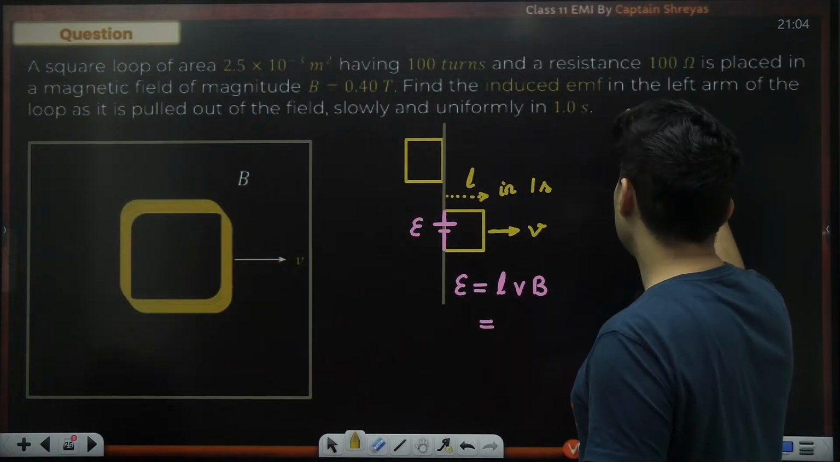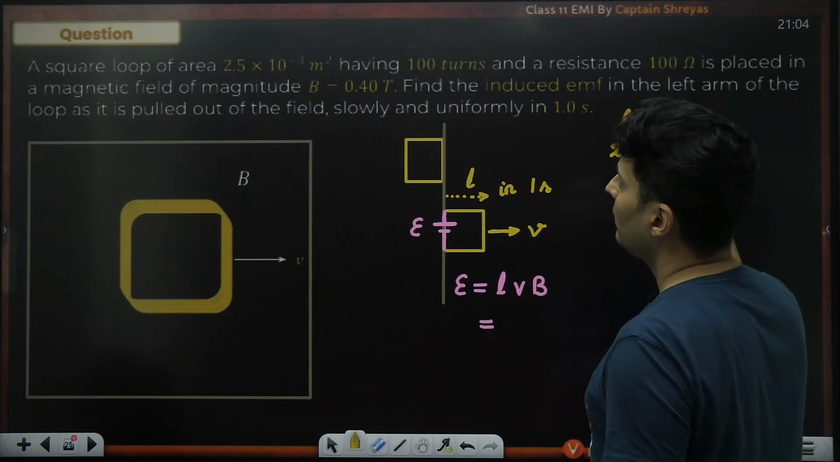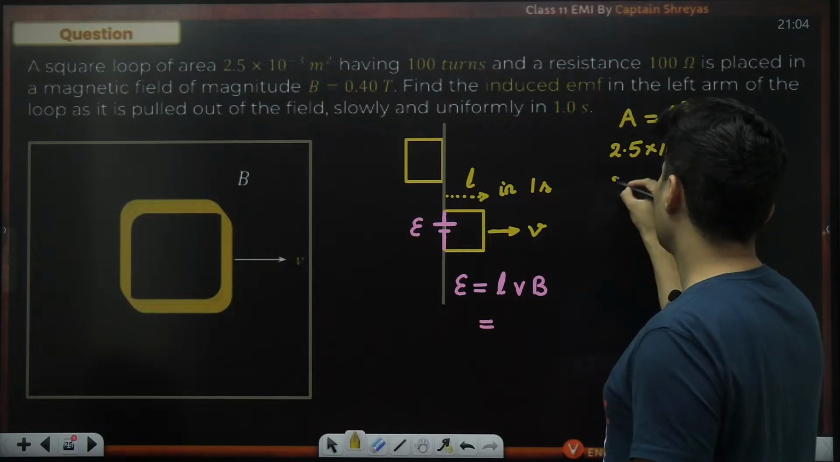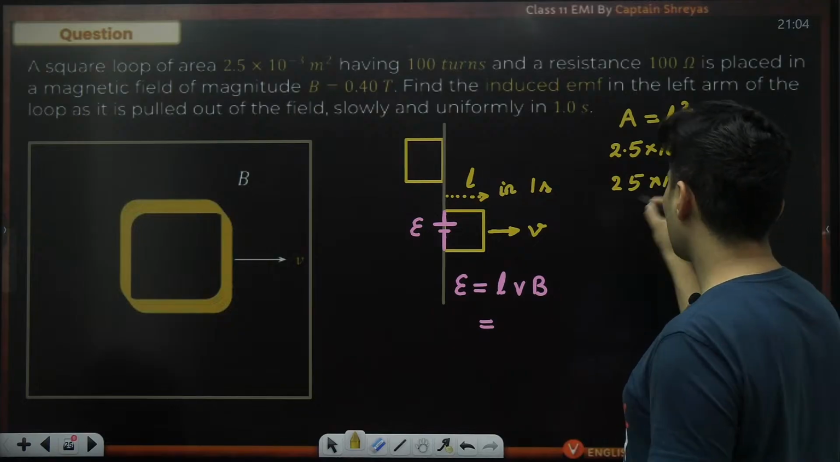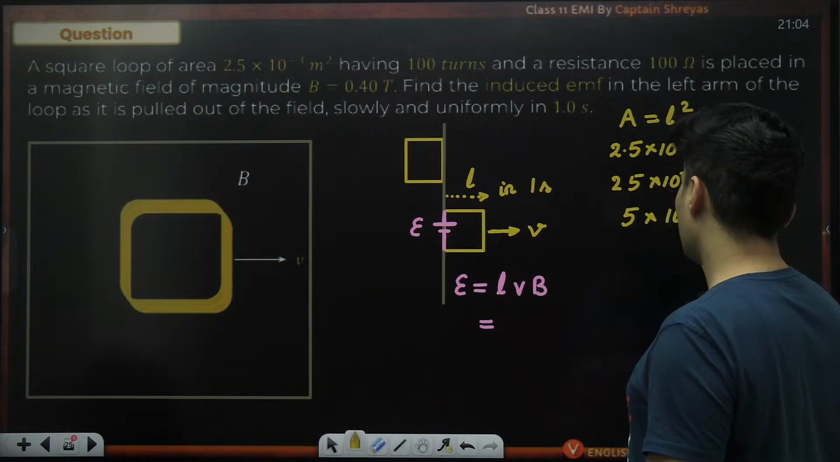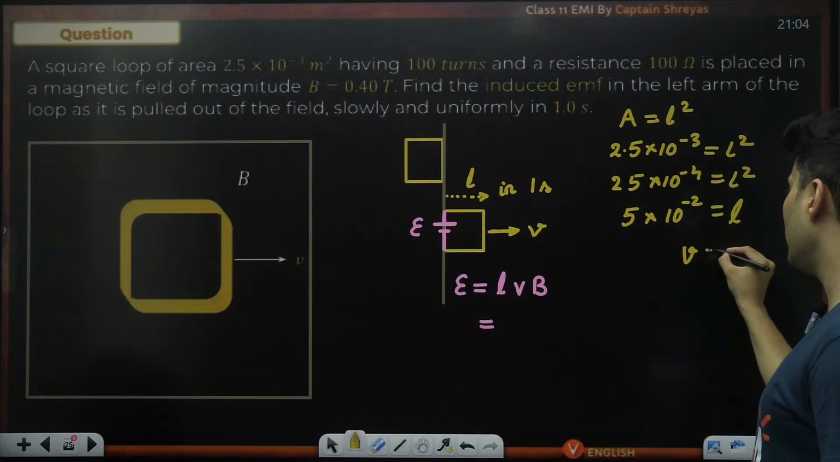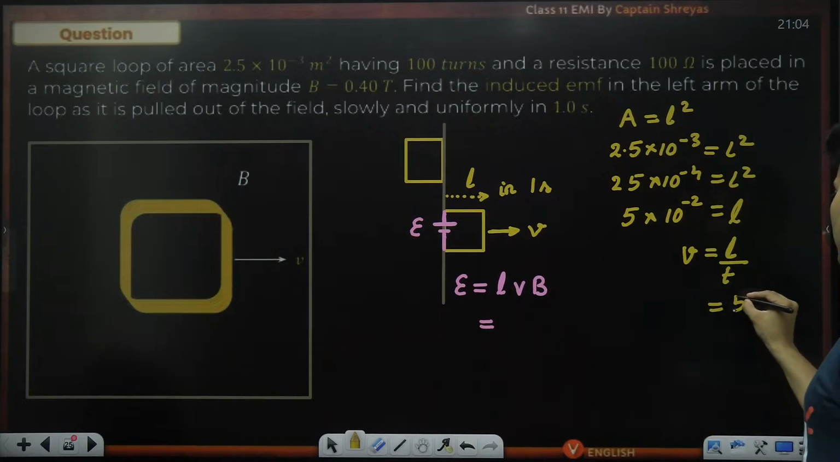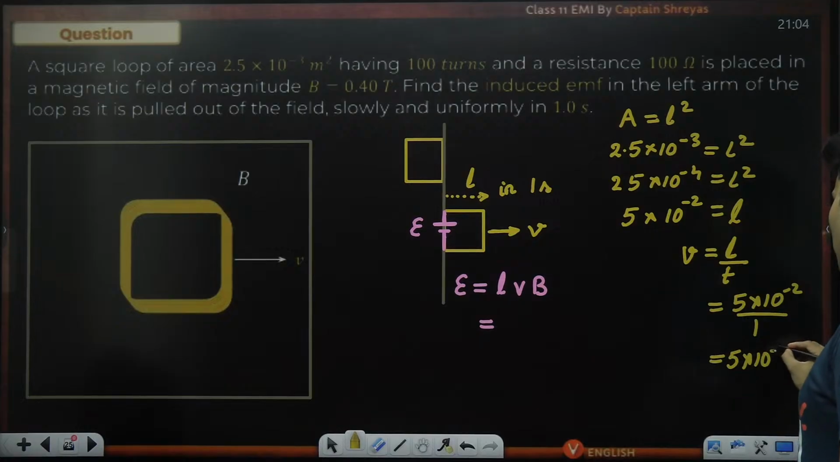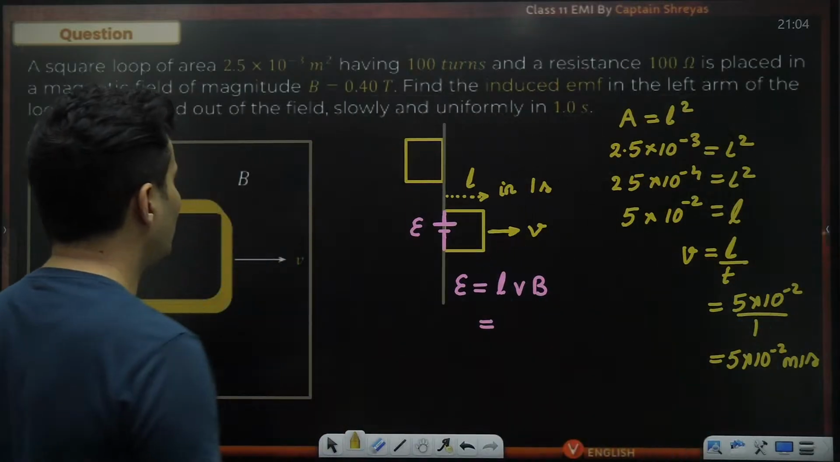So what is that formula? Area is length square. So 2.5 into 10 to the power minus 3 is length square. So it is 25 into 10 to the power minus 4 is length square. So length will be square root of 25 is 5, and 10 to the power minus 4 square root is minus 2. So this much is the length. From this, we can figure out velocity. Velocity is length by time. This much distance in this much time. So length is 5 into 10 to the power minus 2, time is 1 second. So it will be 5 into 10 to the power minus 2 meters per second. Right? But that's not all.